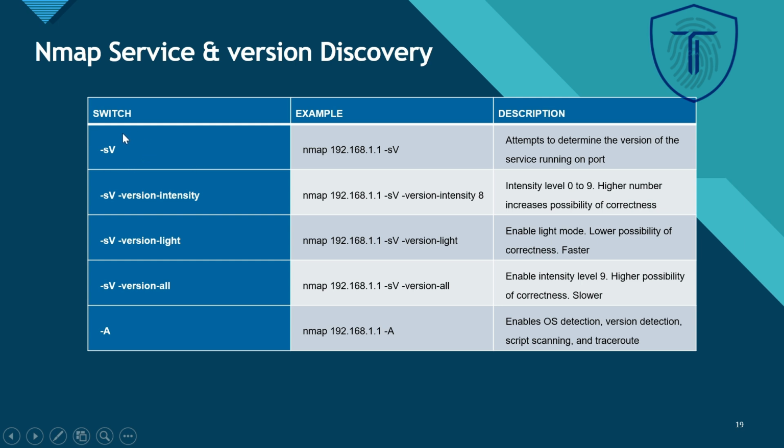The dash sV switch attempts to determine the version of the service running on a port. And here is an example in which we use Nmap, then the target IP address and the switch. You can use the switch before the target IP address as well.